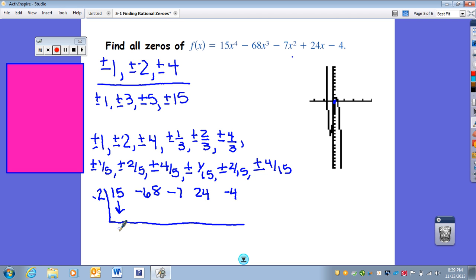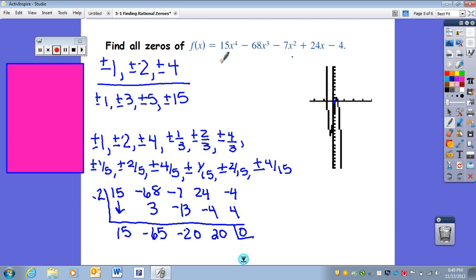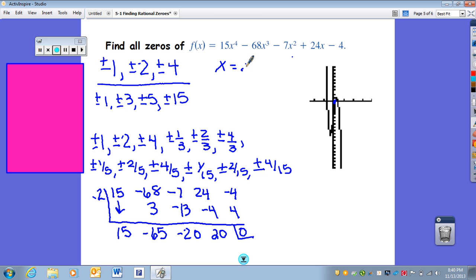So we bring down our 15, and then we multiply 0.2 times 15, which is 3. And we're going to add the two together. We get -65 times 0.2 gives us -13. Add those two together to get -20. Multiply that by 0.2, that gives us -4, which is a +20. And multiply that by 0.2, that gives us a +4, which our result is 0, meaning that that is a solution. So one of our solutions so far is x is equal to 0.2.